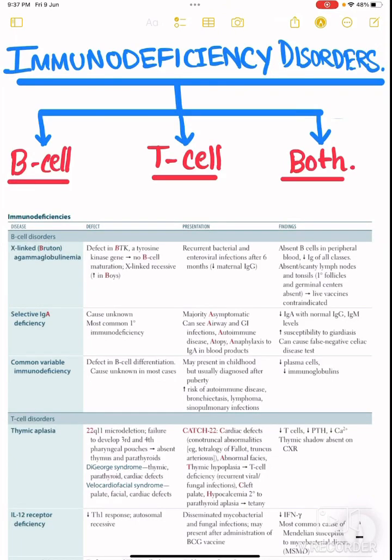Hello guys, so today's topic is immunodeficiency disorders. There are three types of immunodeficiency disorder. First is B cell disorder, second is T cell disorder, and third is both, meaning B and T cell combined disorders. So first of all, we come to B cell disorders.